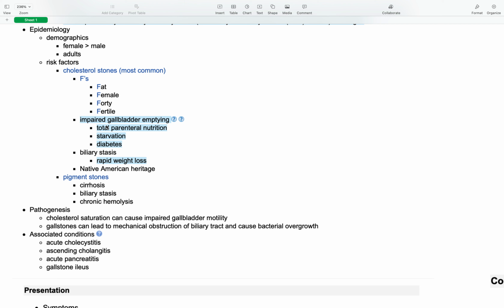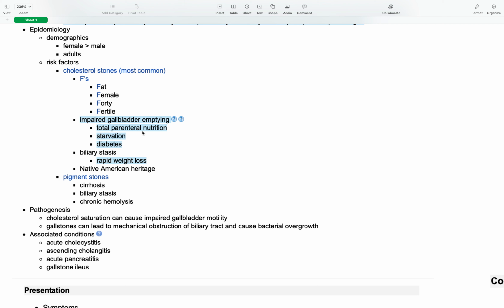This impaired gallbladder emptying may be because of TPN. What happens here is when you put the patient on TPN, total parenteral nutrition, the gallbladder is not functioning. You're basically impairing the movement of the gallbladder. There's no release of CCK, so there's no contraction of the gallbladder. So it basically remains stagnant, and that can result in building up stones.